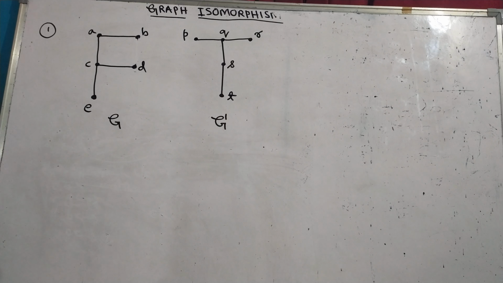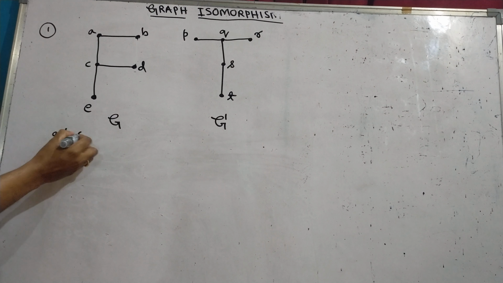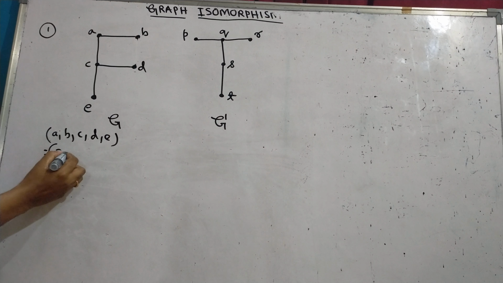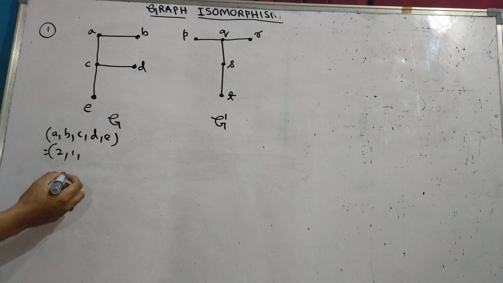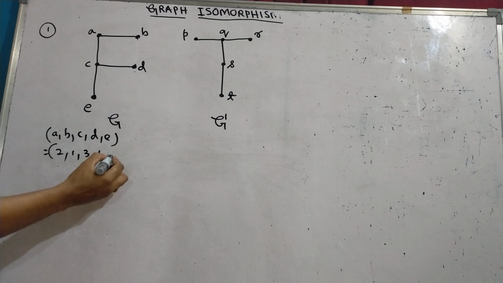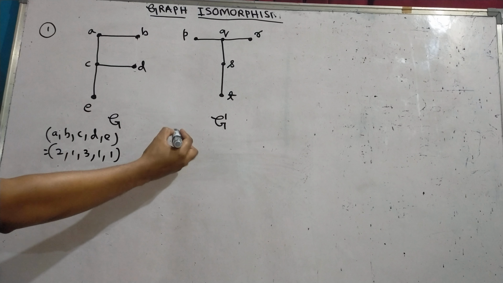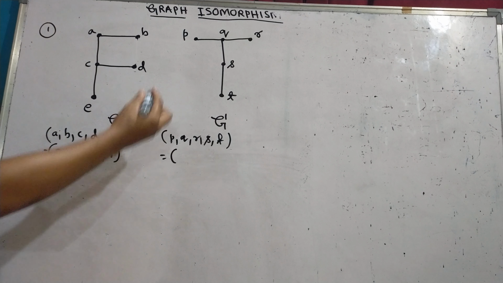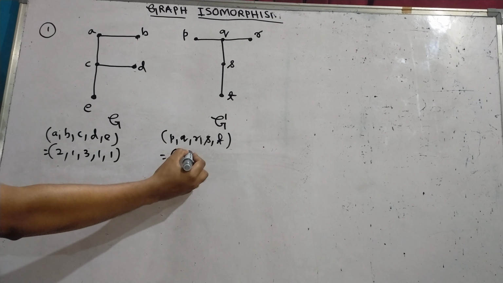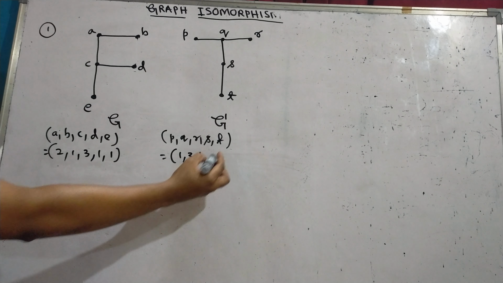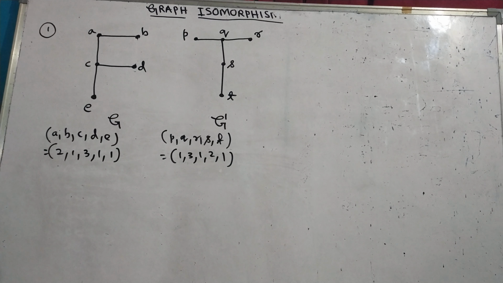Let us calculate the degree sequence. These are the vertices. What is the degree sequence here? The degree of A is 2, the degree of B is 1, a pendant vertex, the degree of C is 3, the degree of D is 1, and the degree of E is 1. And what are the degrees of the other graph's vertices? We have P, Q, R, S, T. The degree of P is 1, the degree of Q is 3, the degree of R is 1, the degree of S is 2, and the degree of T is 1.